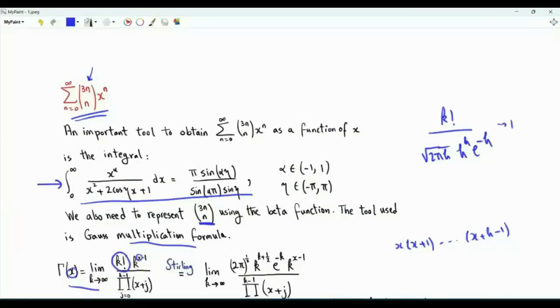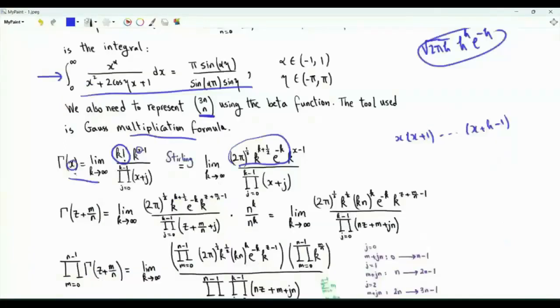We replace the factorial of k here by this quantity, replace x on both sides by z plus m over n. N is a positive integer, m is an integer from the set 0, 1, 2, all the way to n minus 1. Multiply upstairs and downstairs by n to the k. We can split this to the square root of k, k to the k, and then we can join this term here to have kn all to the power k.